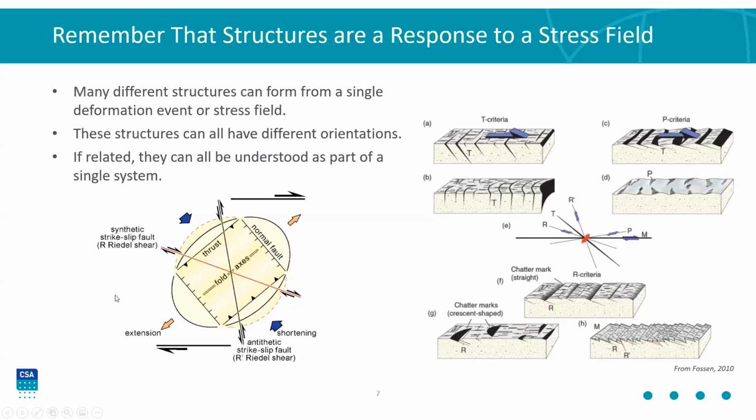So a classic example is in a strike-slip system, you can have synthetic and antithetic shearing, normal faulting, thrust faulting, and folding all developing as part of the same system. And your job as a geologist is to look at all the structures and try and understand them in the system. This is why structural geologists are always talking about D1, D2, and D3 kind of events, because we're always trying to relate each individual structure that we observe back to a single system.